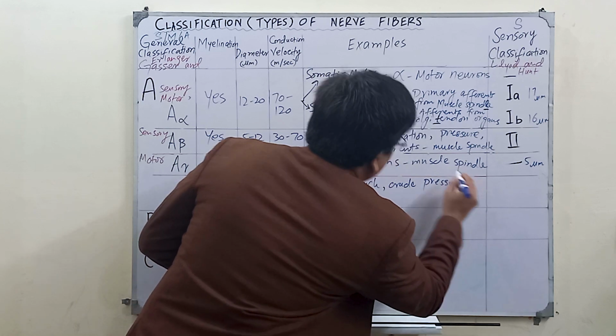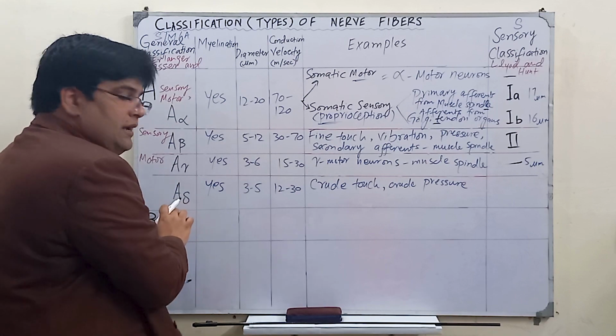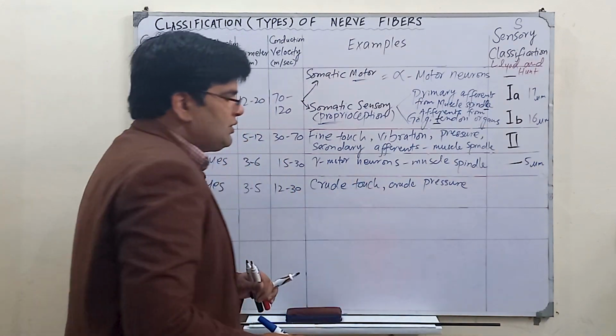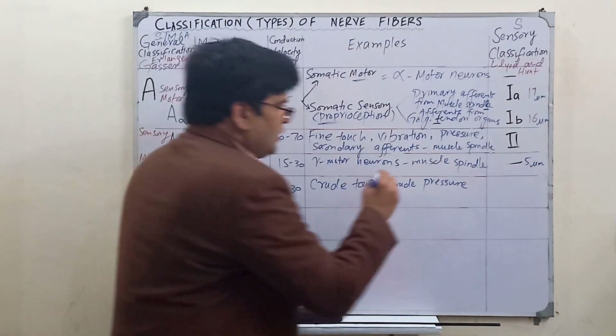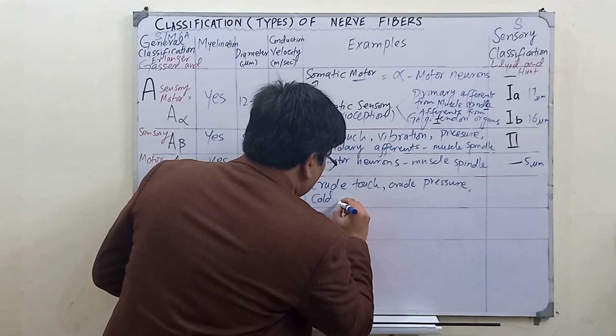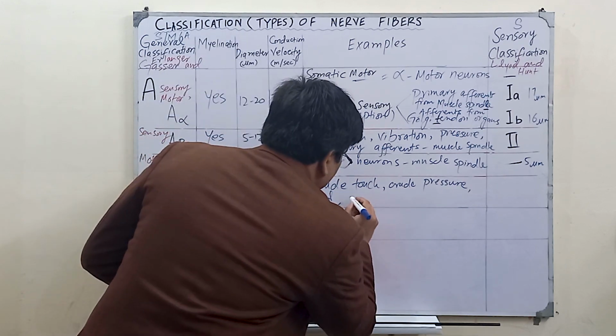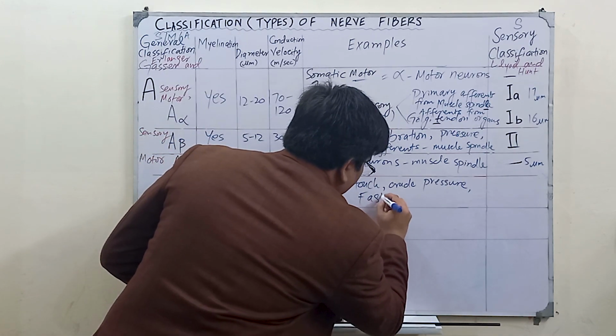You see, fine touch and fine pressure is carried by A beta types of nerve fibers. A delta carry crude touch, crude pressure. They also carry the signals of cold, so cold temperature, and also fast pain.